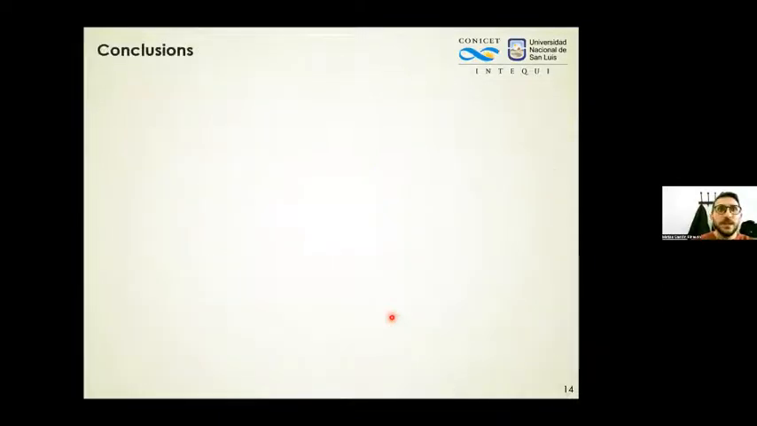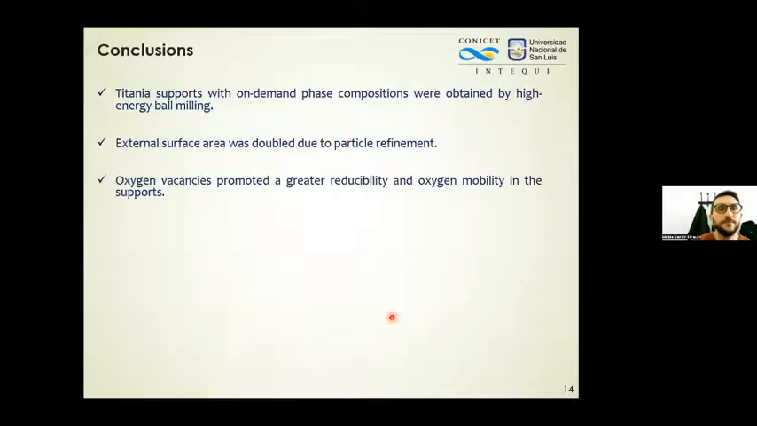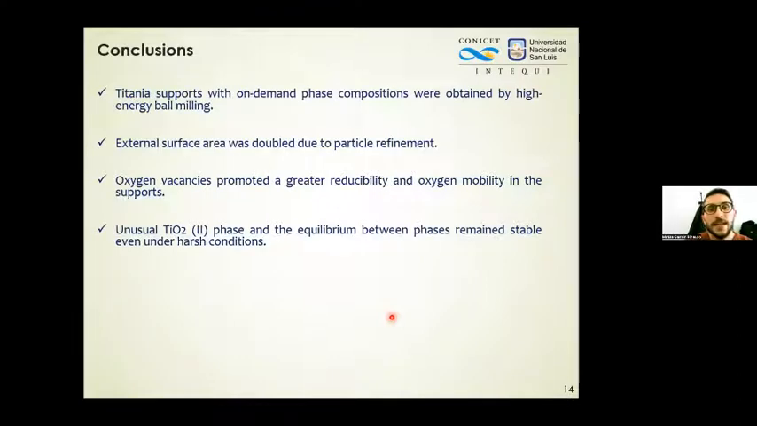So in conclusion, we could obtain titanium oxide supports with on-demand phase composition through this high energy ball milling, this mechanochemical method that is really used nowadays. The external surface area was doubled due to particle refinement. So this is an advantage because we could use these new materials as supports for metal particles. Also, the oxygen vacancies were promoted, with greater reducibility and oxygen mobility. And also this unusual high pressure phase and the equilibrium between these phases remain stable under harsh conditions.